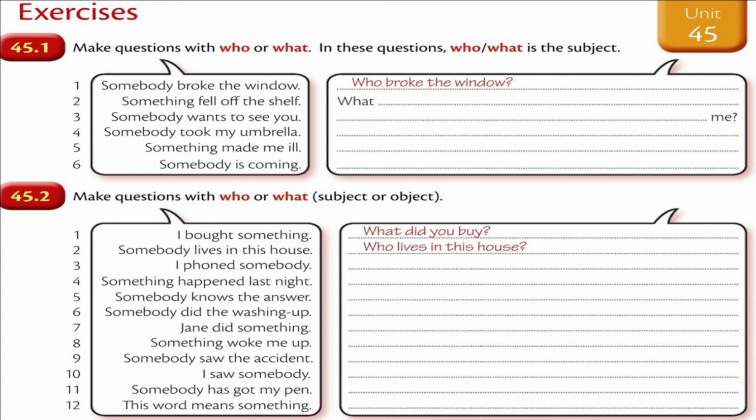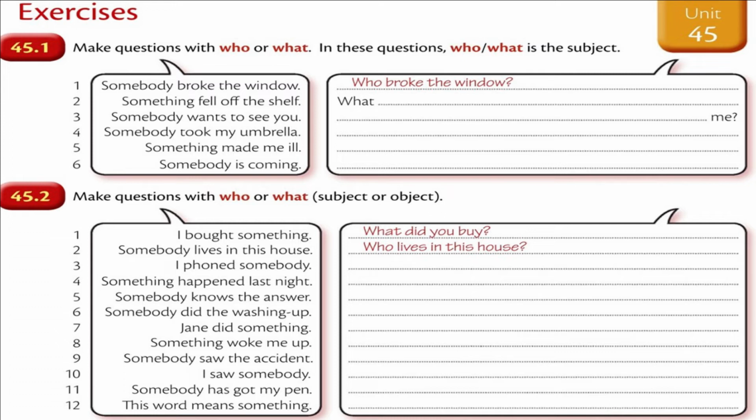45.2. Make questions with who or what, subject or object. Number 1. I bought something. What did you buy? Number 2. Somebody lives in this house. Who lives in this house? Number 3. I phoned somebody. Who did you phone?